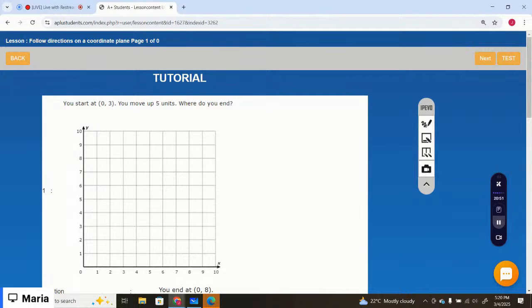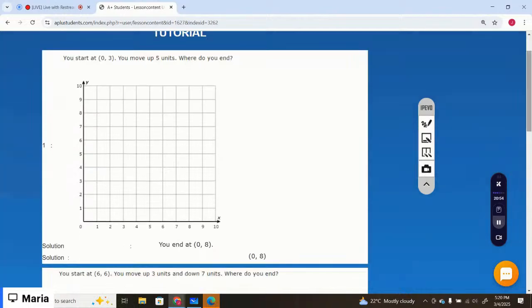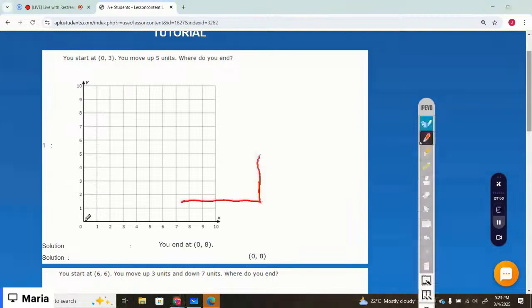You start at 0, 3. You move up 5 units. Where do you end? X is 0, y is 3. You move up 5 points: 1, 2, 3, 4, 5. That is 0 and 8. So you end at 0, 8.